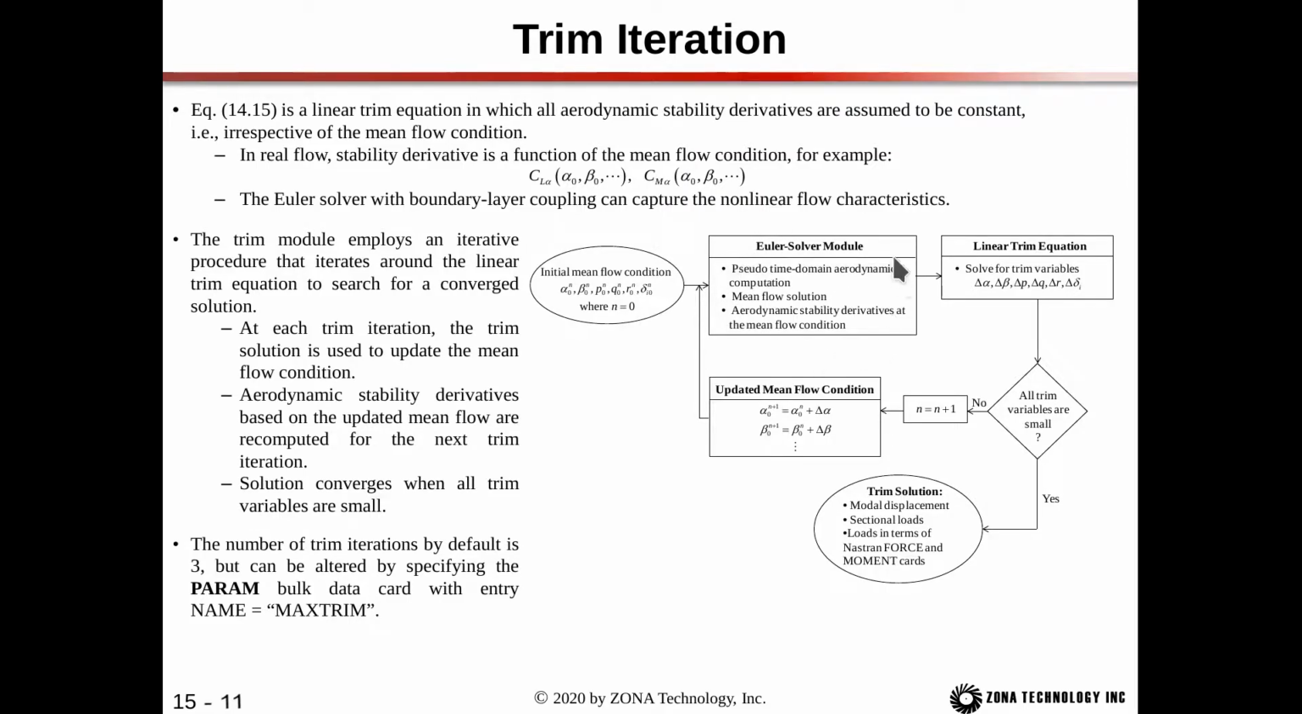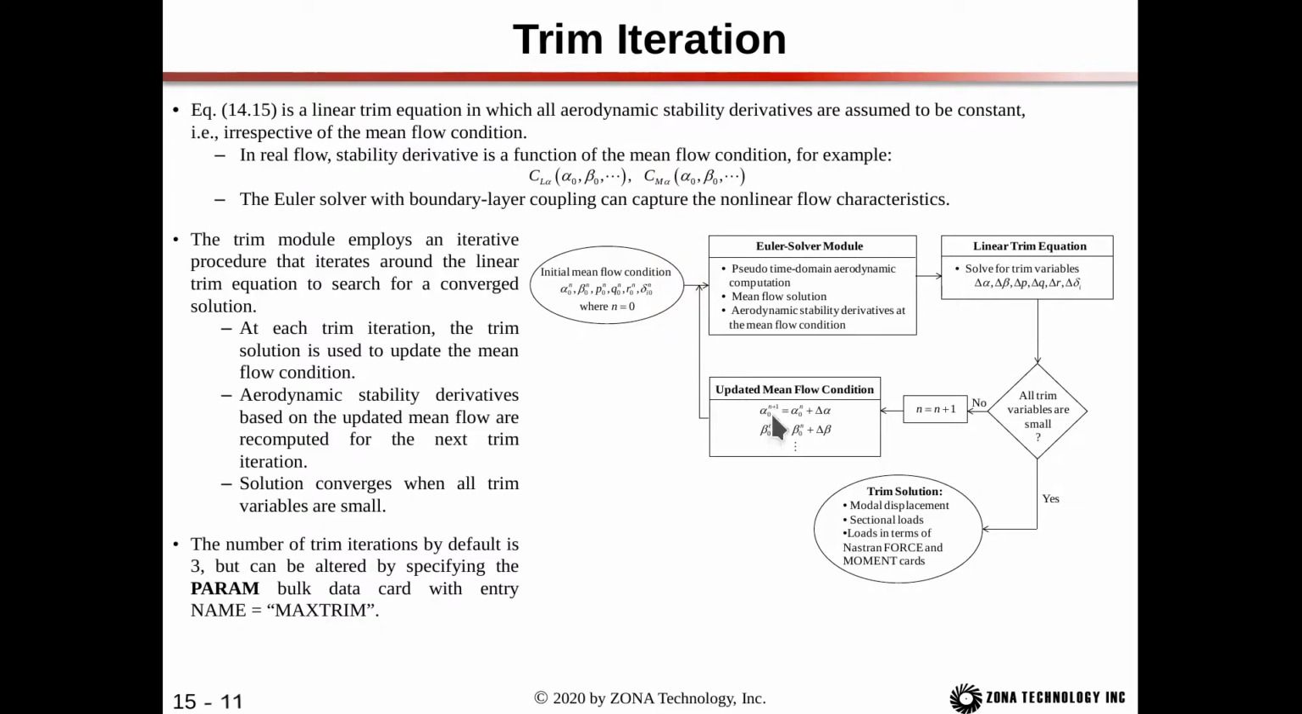Then we go to the Euler solver module. So we have the pseudo time domain aerodynamic computation, the mean flow solution, and the aerodynamic stability derivatives at the mean flow condition. Now with these stability derivatives, we can solve the linear trim equation. So that solves for delta alpha, delta beta, etc. And then we ask the question, are all of the trim variables small? So usually for the first iteration, that would be no. So we move to the next iteration, and then we update the mean flow condition.